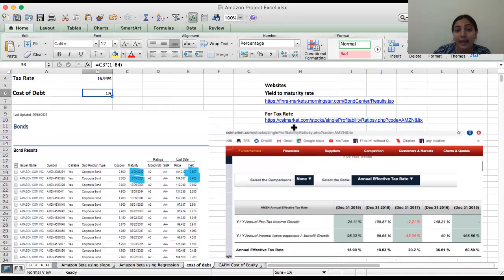For the tax rate, I used this website, csimarket.com/stocks/single profitability ratios.